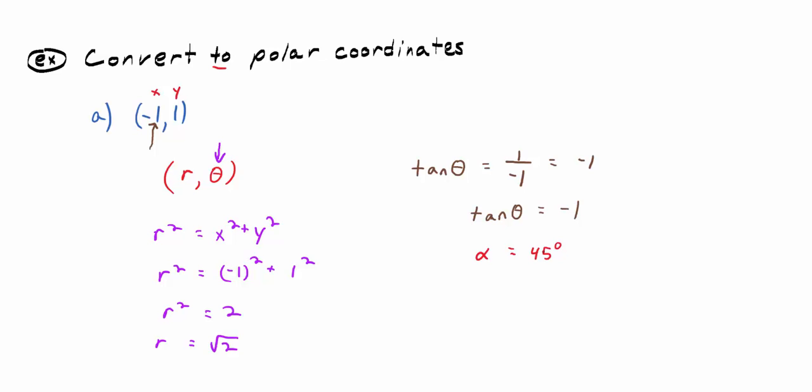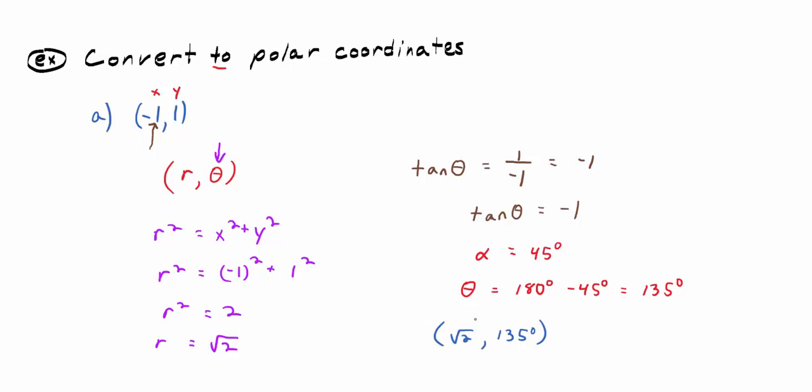You should know the tangent of 45 is equal to 1, right? So alpha, the reference angle, is 45 degrees. In the second quadrant, what do you do to find theta? You take the straight angle minus 45. So what do we get? 135. Okay, so what's the point? So you do r comma theta, so root 2, 135 would be one representation of it.